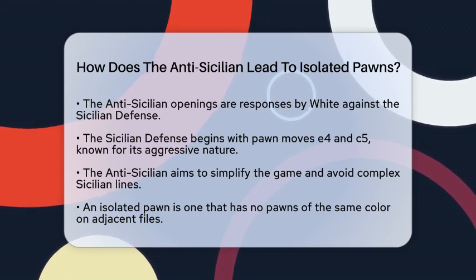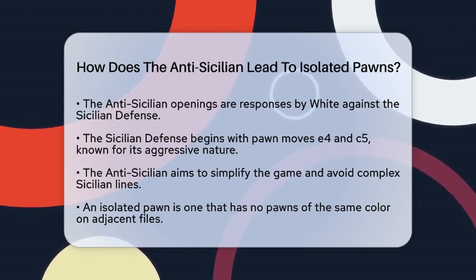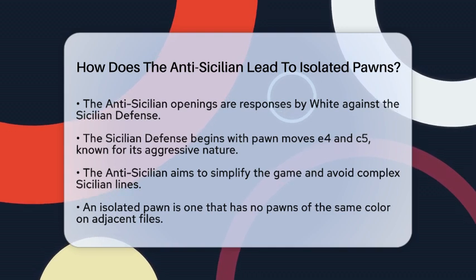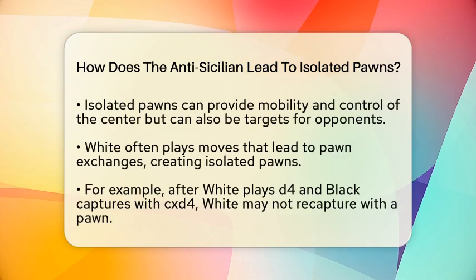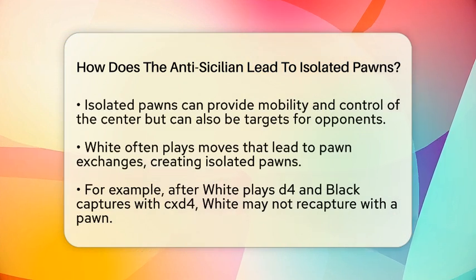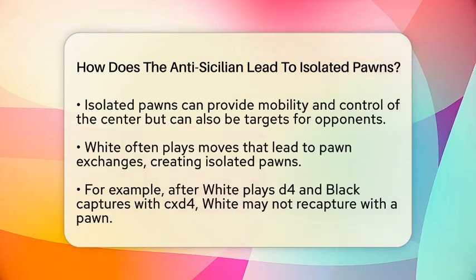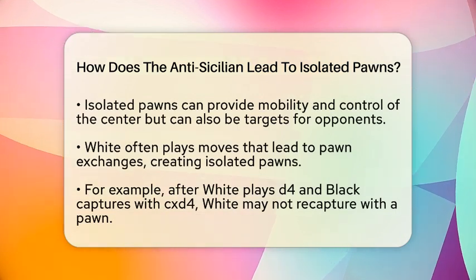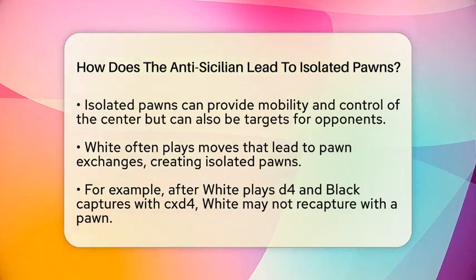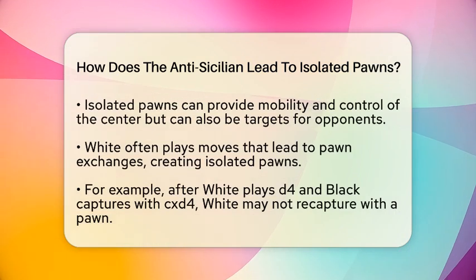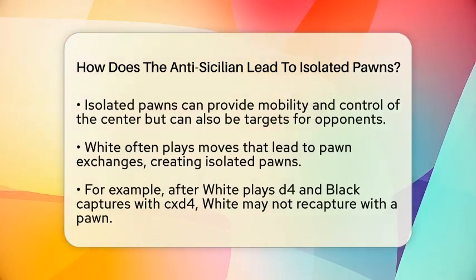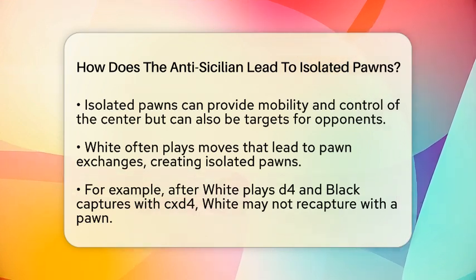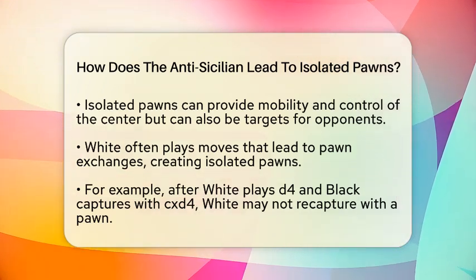First, let's clarify what an isolated pawn is. An isolated pawn is a pawn that stands alone on its file, meaning it has no pawns of the same color on the adjacent files. This situation can be both a weakness and a strength. On one hand, isolated pawns can provide mobility and control of the center. On the other hand, they can become easy targets for the opponent's pieces.